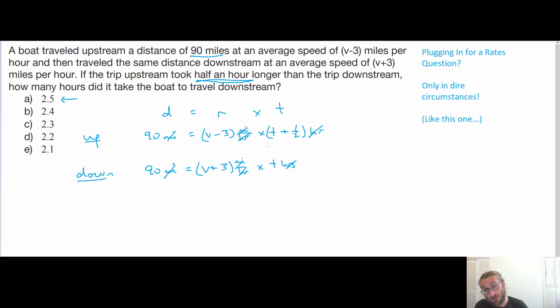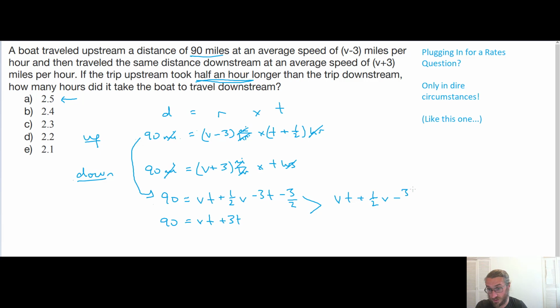So we start at the same place. I mean, we've written the equation out here, and what we're going to do is basically just draw everything through here. So this one's going to be 90 is equal to, I'm just expanding this with FOIL, so vt plus 1/2 v minus 3t minus 3 over 2, okay? And 90 equals, thankfully, this one's a bit easier, vt plus 3t, okay? Of course, we're making those equal because 90 equals 90. So vt plus 1/2 v minus 3t minus 3 over 2. And then we'll see that that's equal to vt plus 3t. Look at that, vt cancels right out.